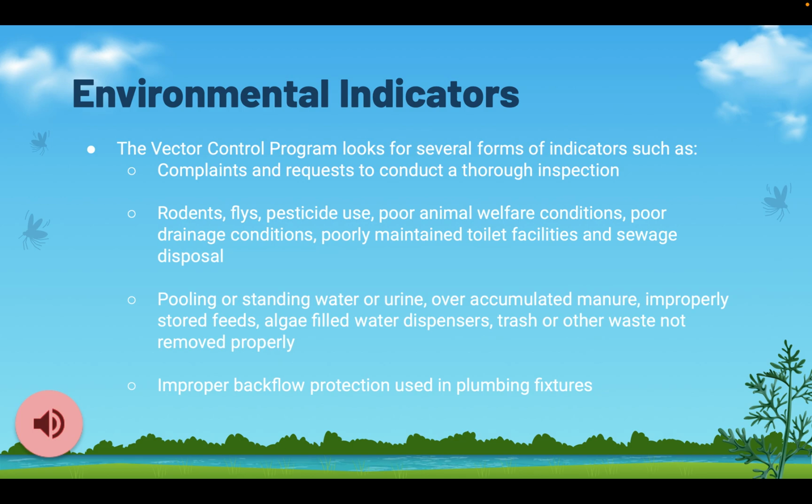Some other ones include pooling or standing water, excess urine and accumulated waste, feed storage, algae in water dispensers, and poor waste management. Last but not least, backflow protection in plumbing fixtures. Without correct backflow protection, it can create a lot of health issues for the public, and so the vector control program is dedicated to monitoring and addressing these indicators so that they can help create a safer and healthier living environment for the public.